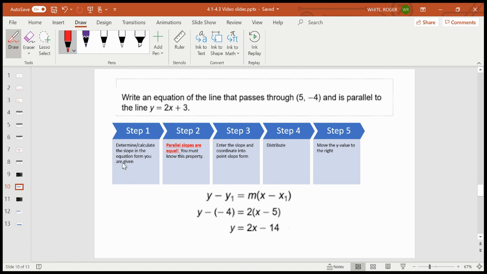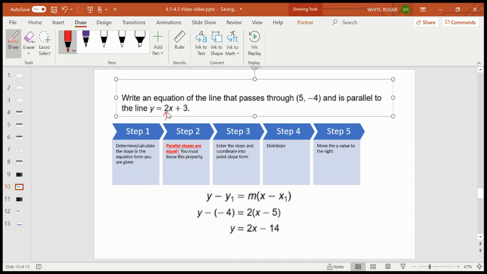So step 1, we need to determine what slope we need. The slope in the original problem is 2, and we want an equation that is parallel. So the slopes are going to be the same. Parallel slopes are equal. Okay.